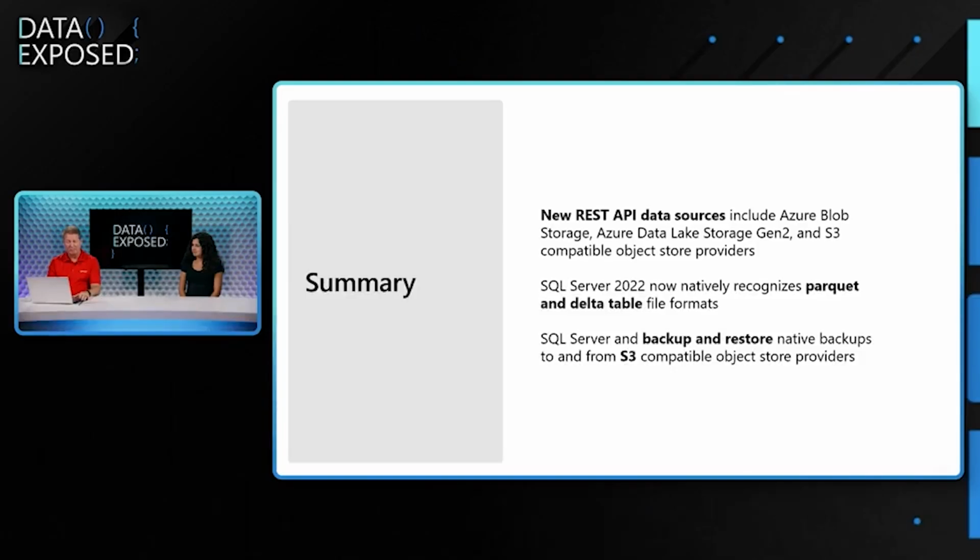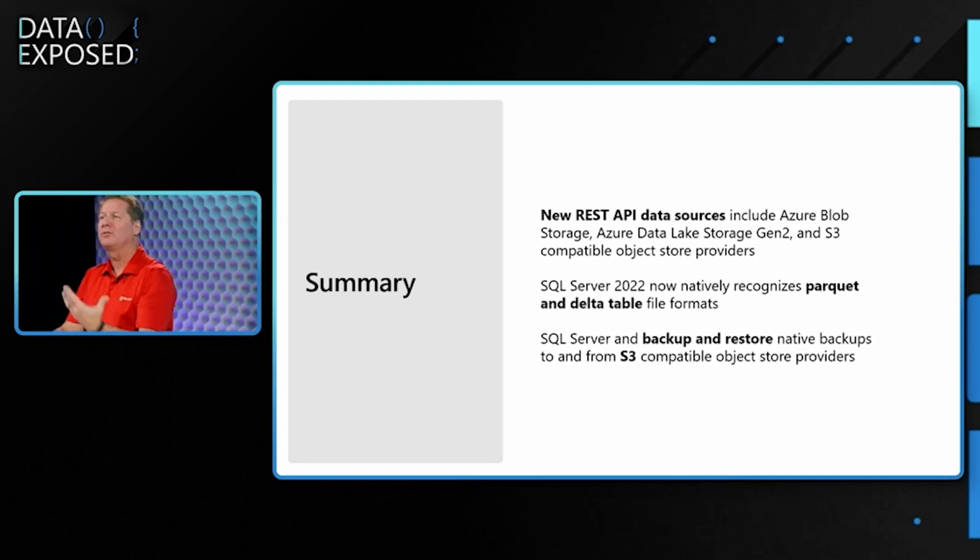Amazing. So, I showed you new REST API data sources, of course, using these three different types of technologies. Also, the ability to use Parquet and Delta natively in the system. I didn't show you Delta, but that's supported as well. And then finally, the ability to do backup restore, which could be quite a popular option. And here's why: S3 providers out there are now becoming popular object storage locations for all sorts of files and organizations. And we're just supporting SQL native backup restore into them.